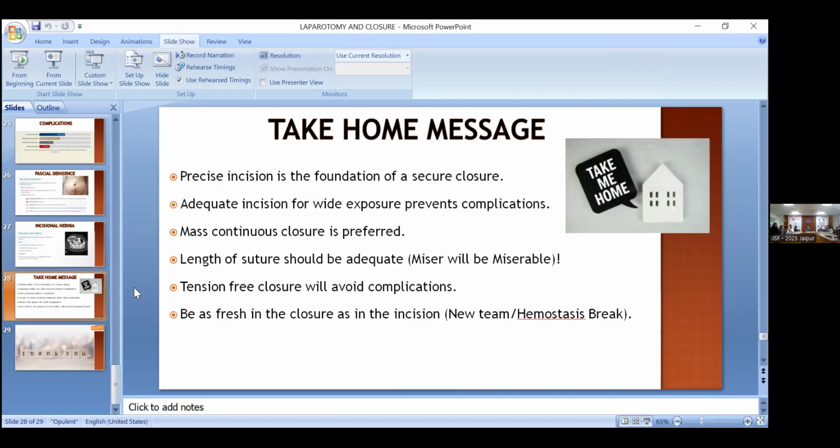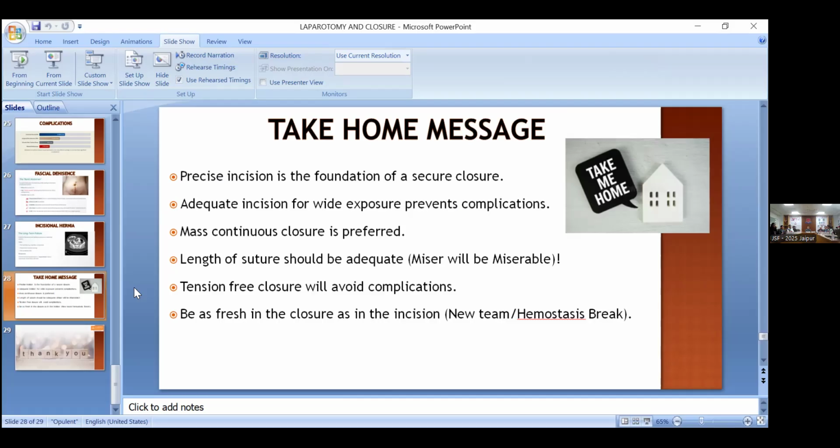I'd like to conclude by saying that a precise incision is the foundation of a secure closure. An adequate incision for a wide exposure prevents complications. A mass continuous closure is the preferred technique. The length of the suture should be adequate. Never try and save on the suture length. You will be miserable later on in the post-op. A tension-free closure is very important to avoid complications.